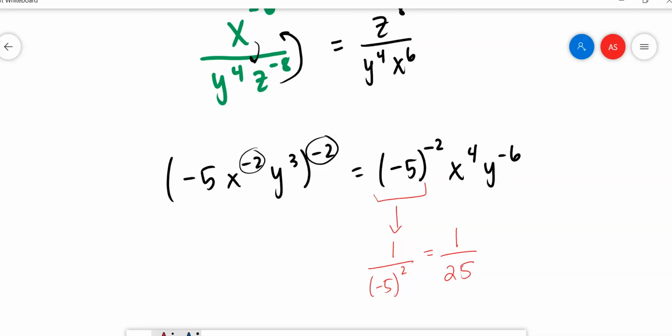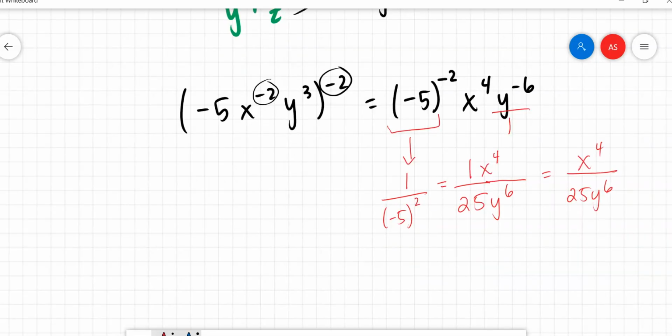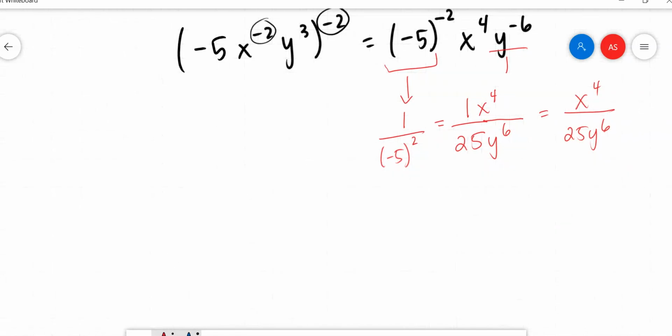The x to the 4th was happy where he was, so I'm going to leave him in the numerator, and the y to the -6 was not happy being in the numerator, so we bring him down. And there's our answer. So the final answer is just x to the 4th over 25y to the 6th. Again, take your time and be careful. If you want to see one more of those with that negative power on the outside, let me do one of those, and then I'll stop with all of that stuff.